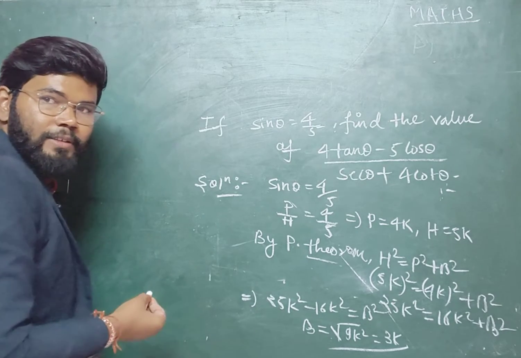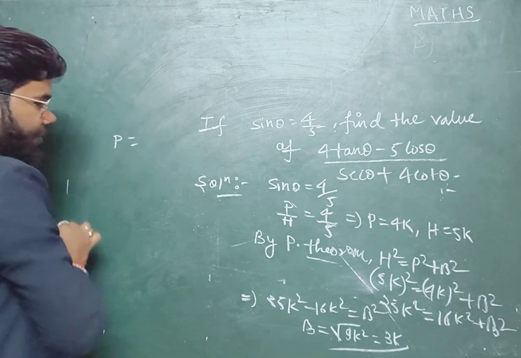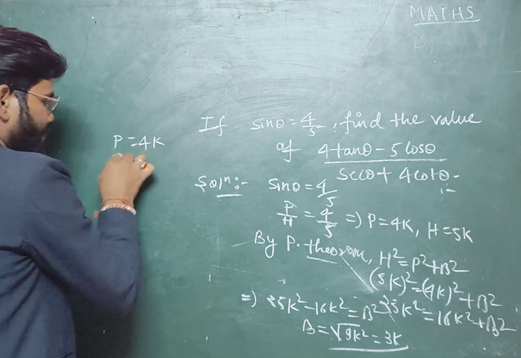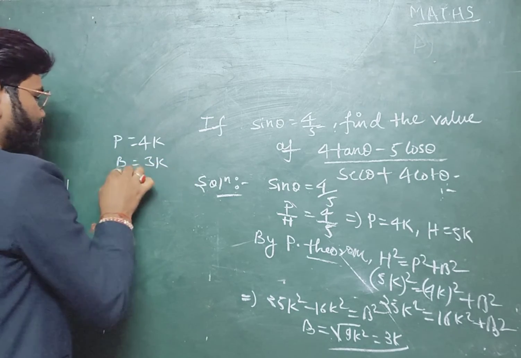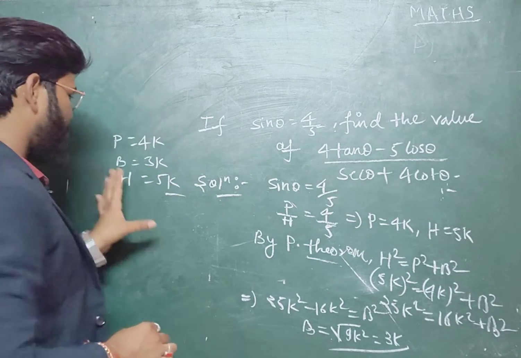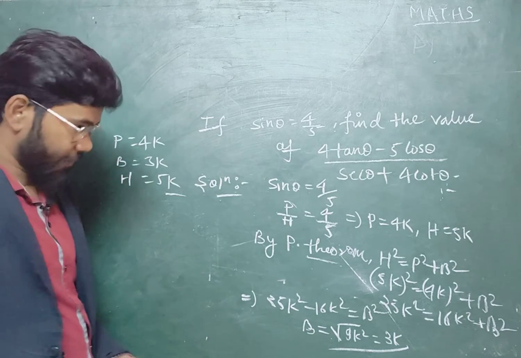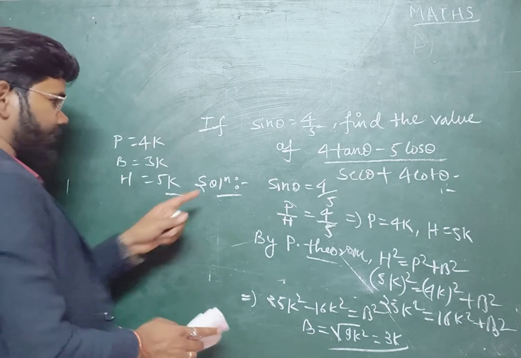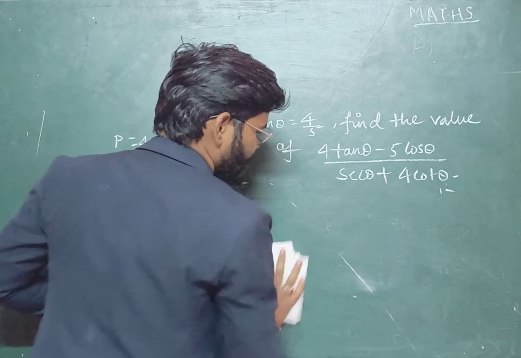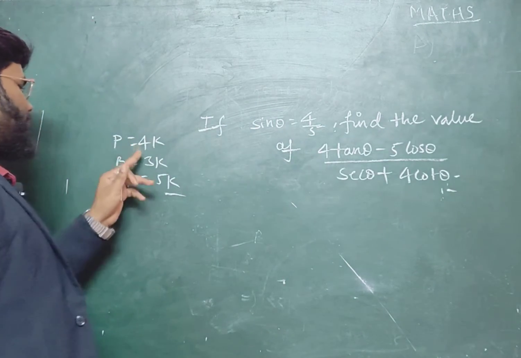Instead of p, we write 4k. The value of b is 3k and the value of h is 5k. So I have already found the values of p, b, h. Let's see the other term. I want to erase this process. See here, the three values p, b, h are found.